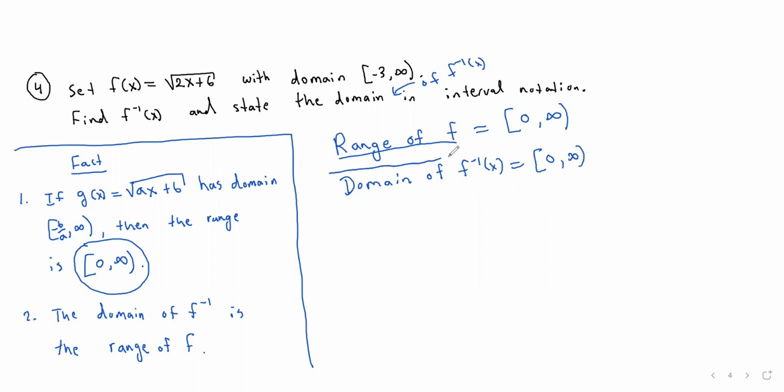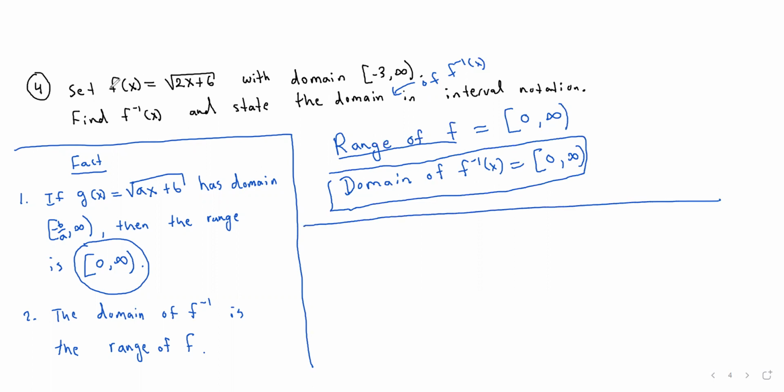So this gives our answer to this part where they want to find the domain. So now let's find the inverse. We're going to go through the same steps as before and start off by replacing f with a y. So we have y is equal to the square root of 2x plus 6. And now we interchange y and x, so we end up with x equals the square root of 2y plus 6.